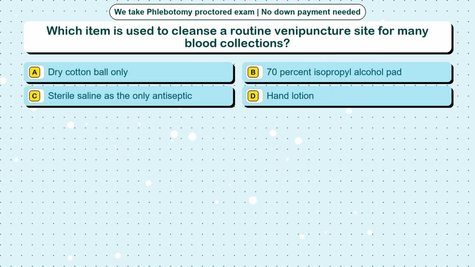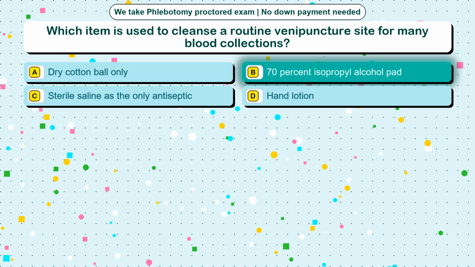Question 33. Which item is used to cleanse a routine venipuncture site for many blood collections? Option A. Dry cotton ball only. Option B. 70% isopropyl alcohol pad. Option C. Sterile saline as the only antiseptic. Option D. Hand lotion. The correct answer is option B.